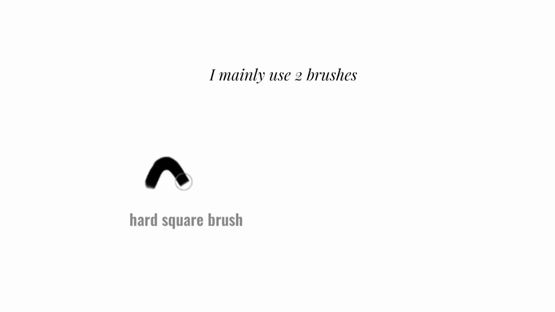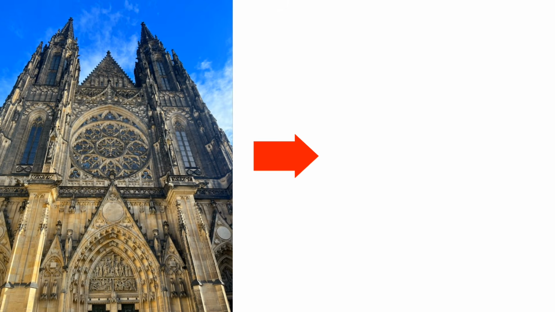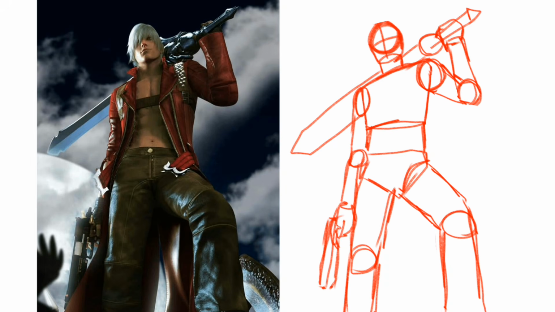Simplify your brushes too. Beginner artists think that plenty brushes is where it's at. But truth is you only want as many brushes as you need. That's why I mainly use 2 brushes, which are a hard square brush and a soft air brush, excluding texture brushes of course. Break difficult shapes into simpler shapes. You can turn most complex structures into simple boxes, triangles, and circles, like so.